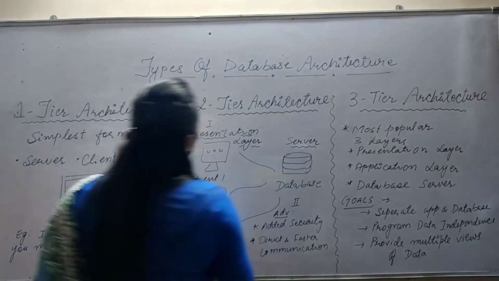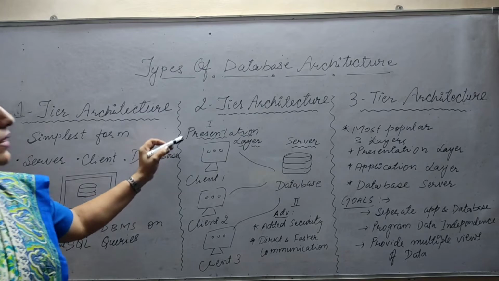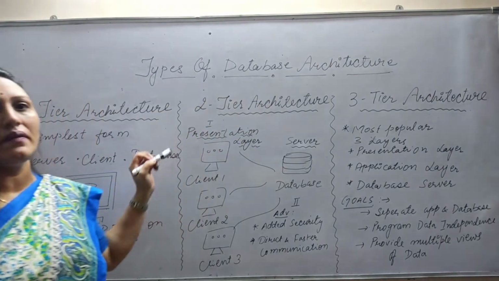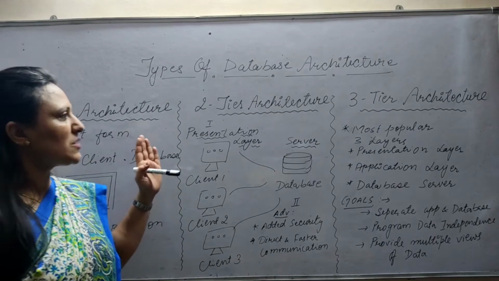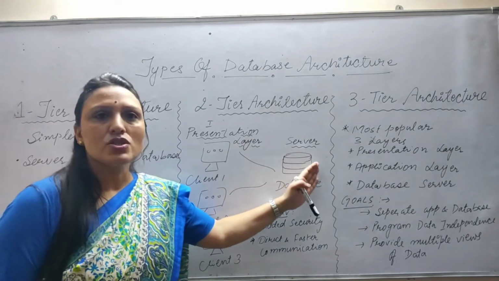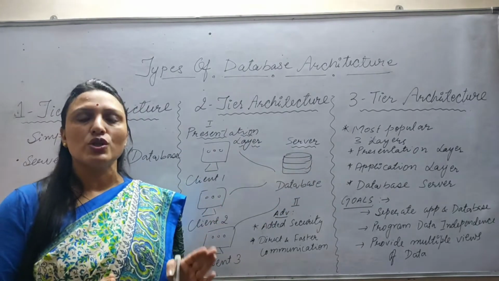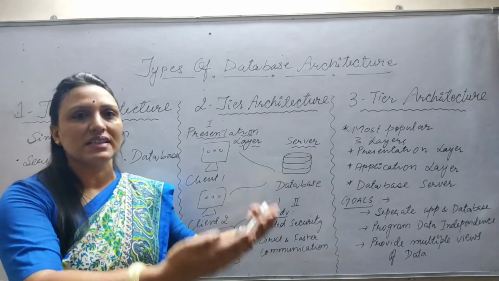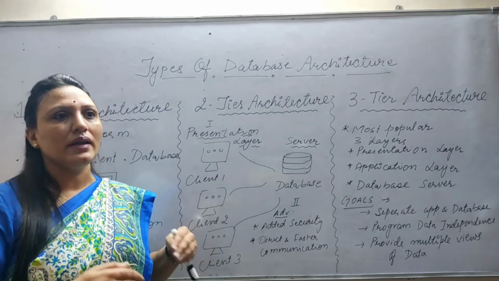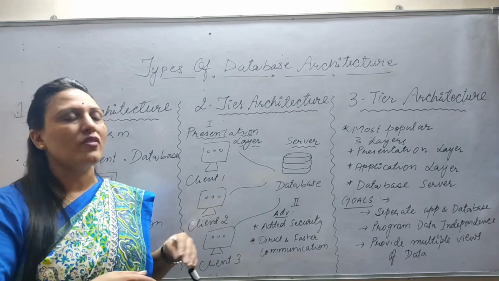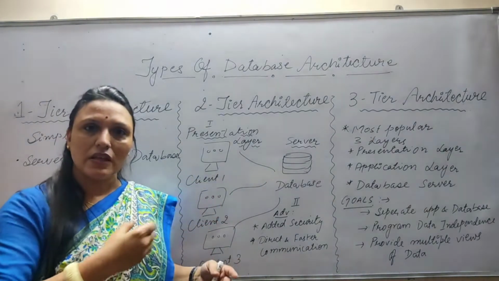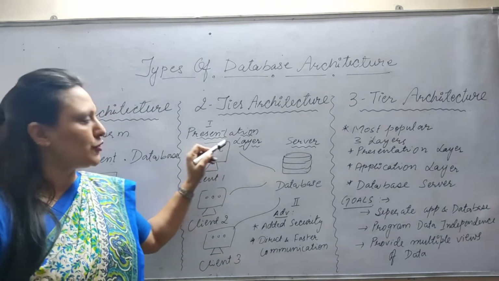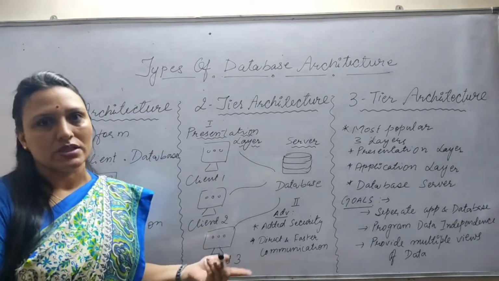Then we'll move to the two tier architecture, where the architecture has been divided into two layers, that is the presentation layer and the server layer. Which layer is the presentation layer? It is the layer of the client from where it is accessing the database. It is the interface from where the user is accessing or using the information, called the presentation layer. The first part is called the client.